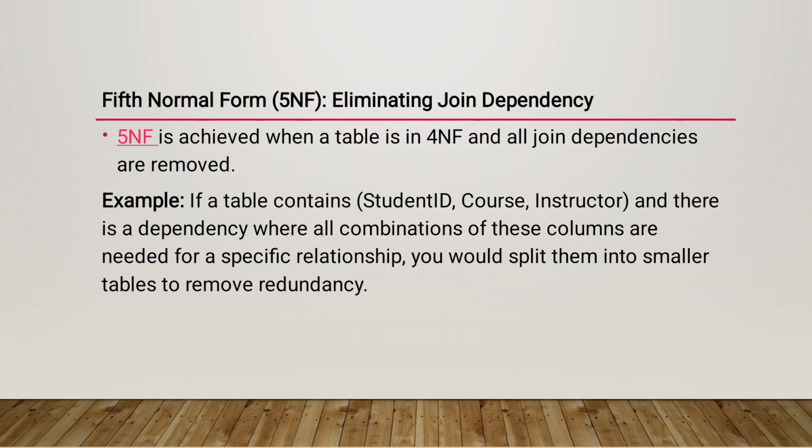Next, fifth normal form. It eliminates the join dependency. It also satisfies the fourth normal form and all join dependencies are removed. Example, if a table contains student id, course, instructor, and there is no dependency, all combinations of their columns are needed to specify this relationship. That is, you would split them into smaller tables to remove the dependency.